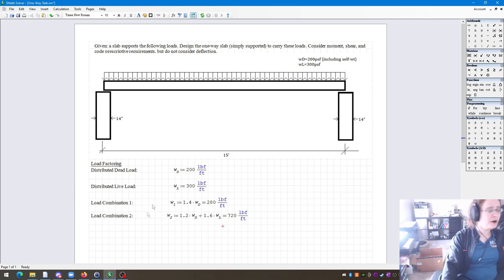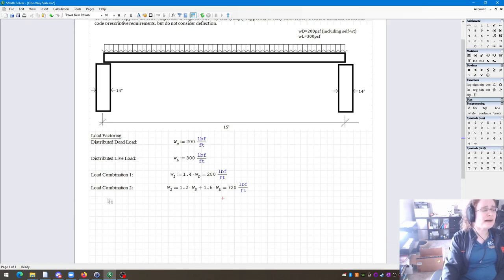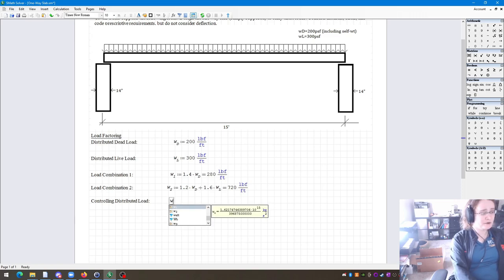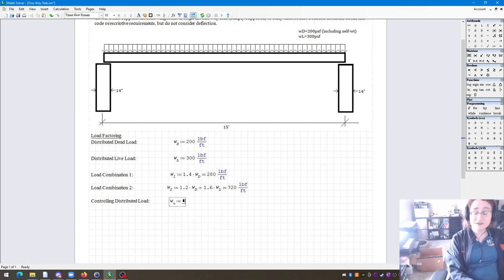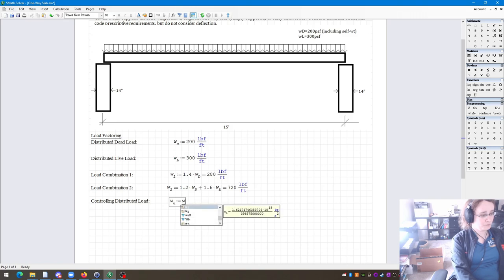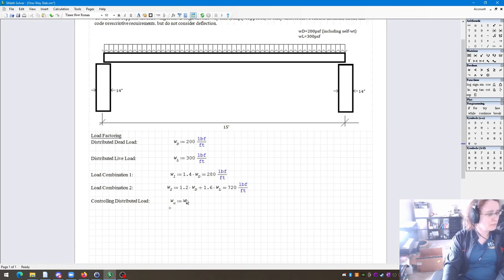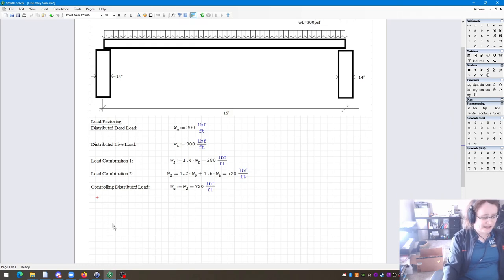Okay, so we now have our factored load, and I'll just go ahead and call this W, the chosen load combination, or maybe the controlling load combination. And I'll just go ahead and call this W, or maybe WU for ultimate distributed load. And again, that is equal to that, but in pound force per foot. Okay, so we now have this.